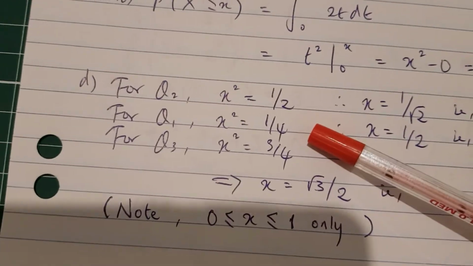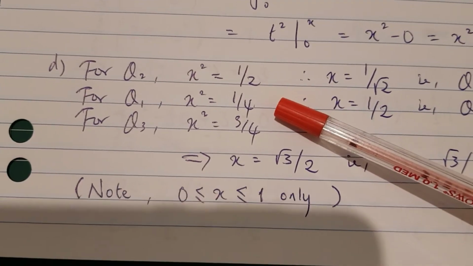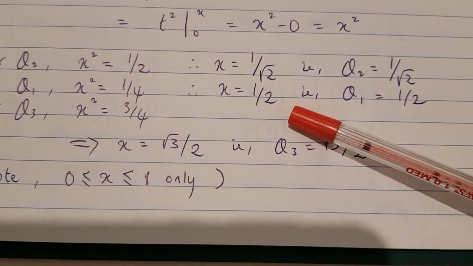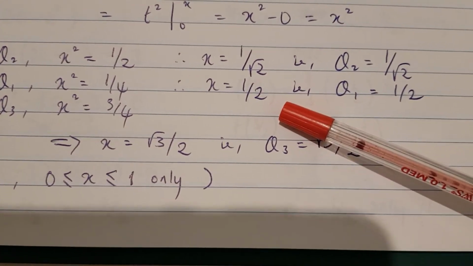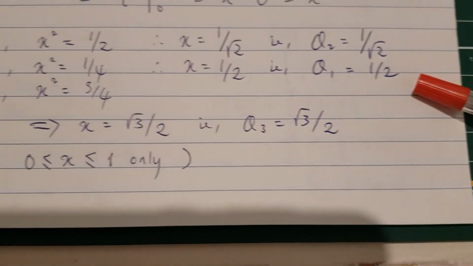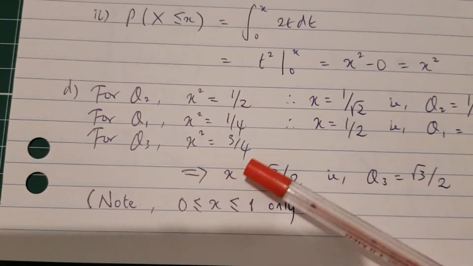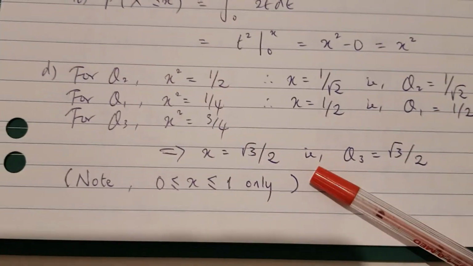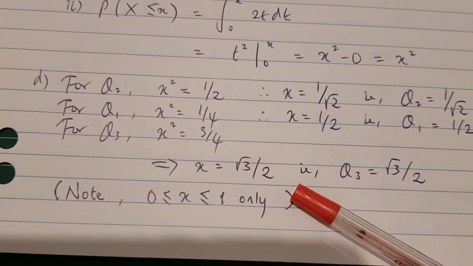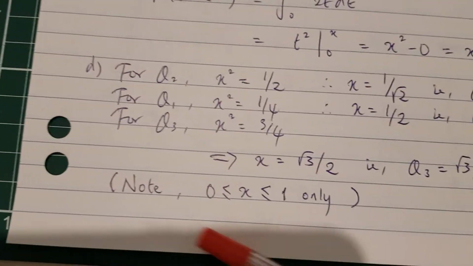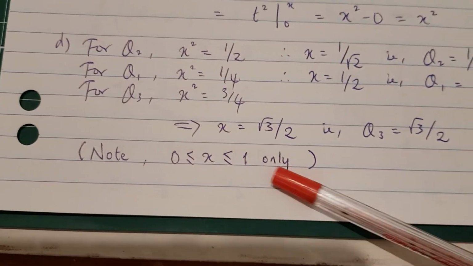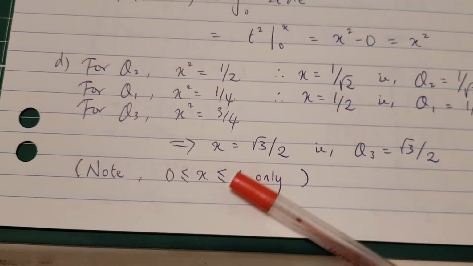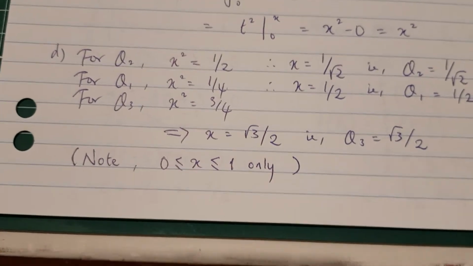And Q1, the lower quartile, is a quarter. So again, the positive square root of a quarter is half. So that's your lower quartile. And finally, the upper quartile is 3/4. Hence, the positive square root of that is root 3 on 2. So that's that one. Here I'm just saying again that x, because of the way the domain is defined, is only the positive value between 0 and 1.